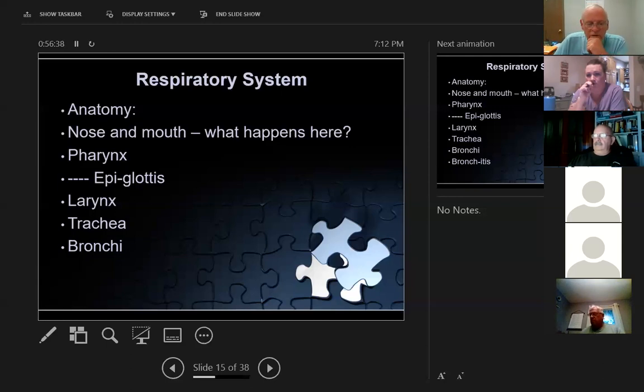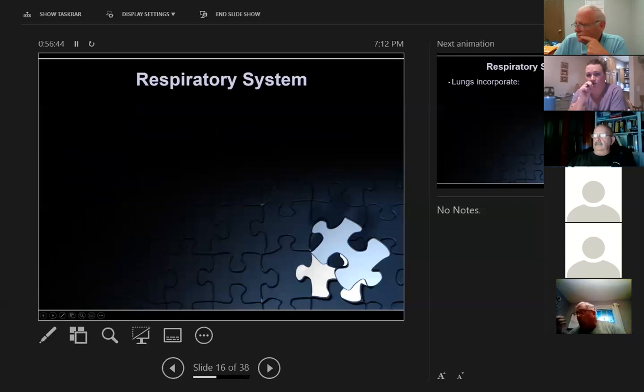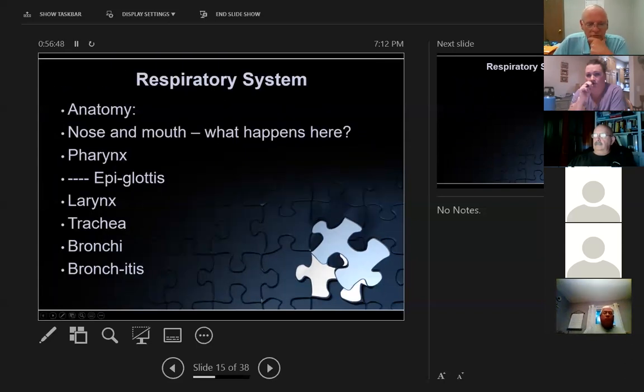And as these branches get smaller and smaller, we call them bronchioles. And I threw in here a word with one of our suffixes, itis. I'm sure everybody's heard of bronchitis. It's an inflammation, irritation of the bronchial tubes. So these tubes get smaller and smaller, we call them bronchioles, okay?